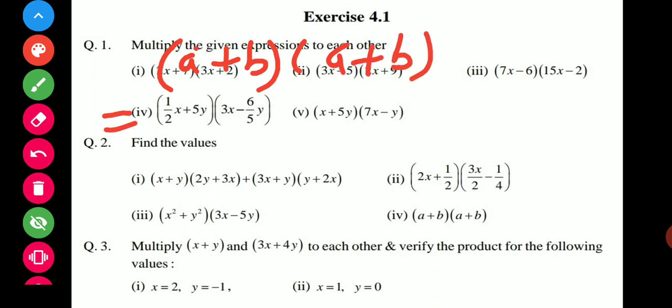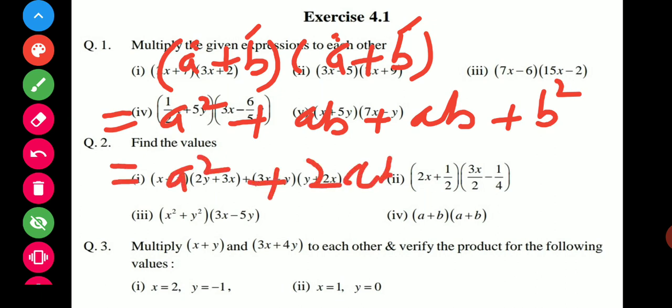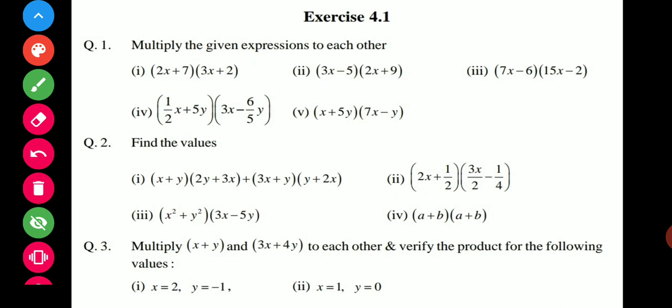First of all, this a multiplied by this a becomes a square, plus this a multiplied by this b, so it's ab, plus this b multiplied by this a, so it becomes ab, plus this b multiplied by this b, so it becomes b square. So it is a square plus 2ab plus b square. So that is your answer. The remaining part is for your homework, so you can do this one and this one at home.